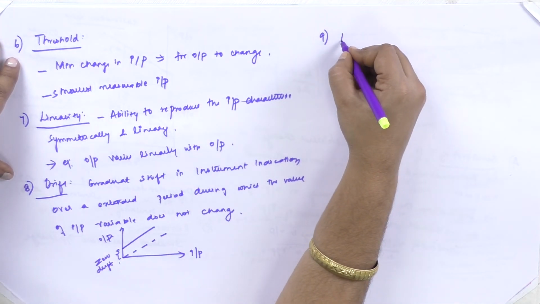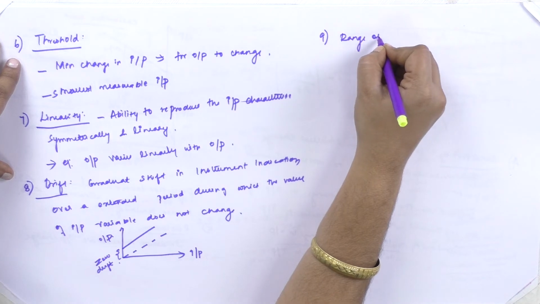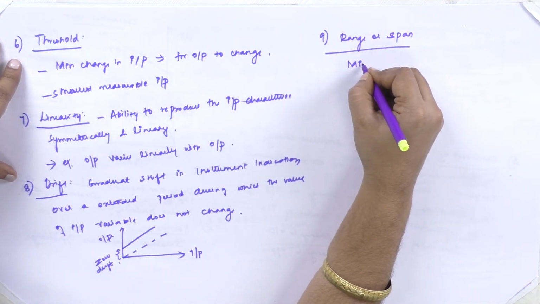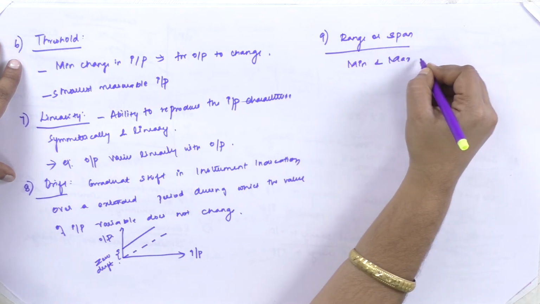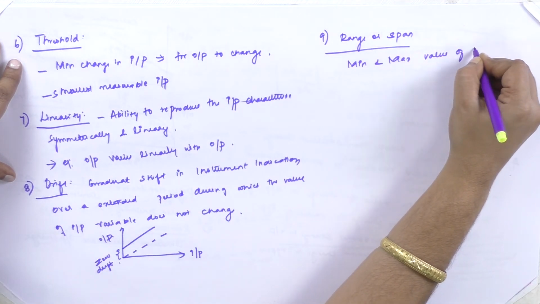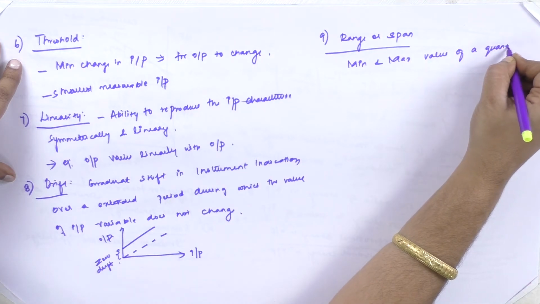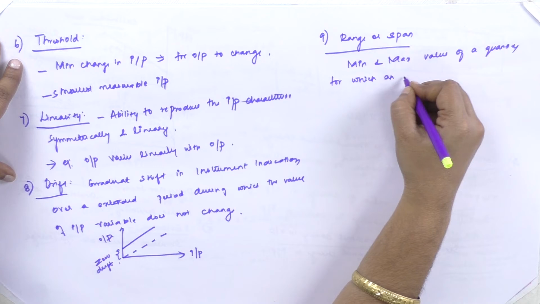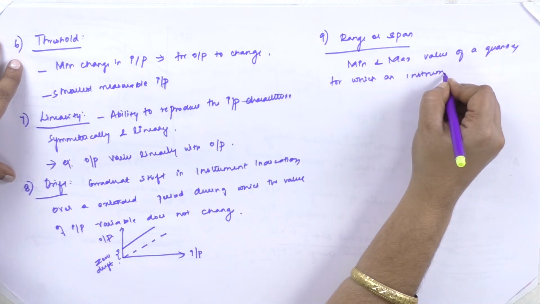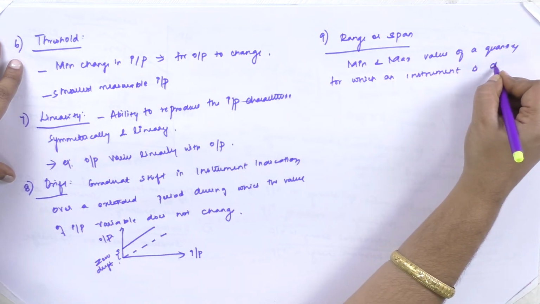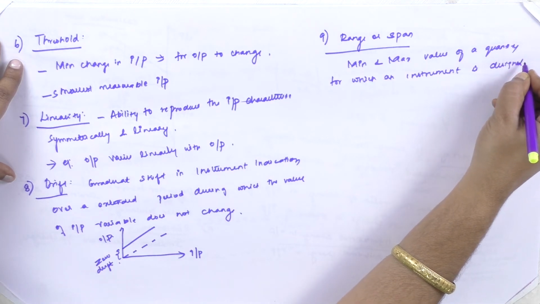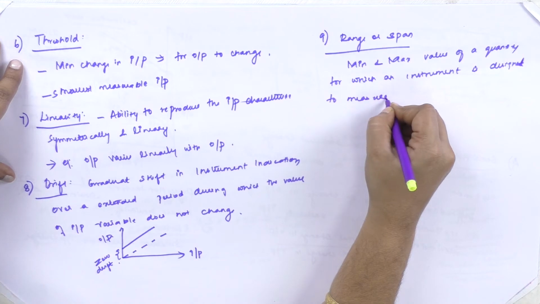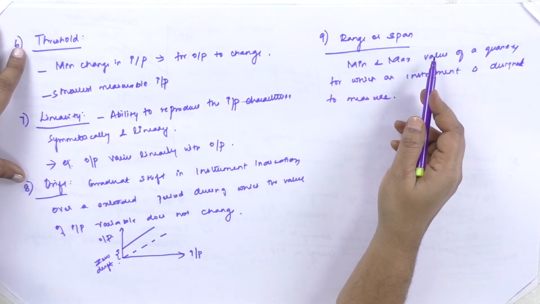The ninth characteristic is range or span. The minimum and maximum value of a quantity which an instrument is designed to measure is called range or span.